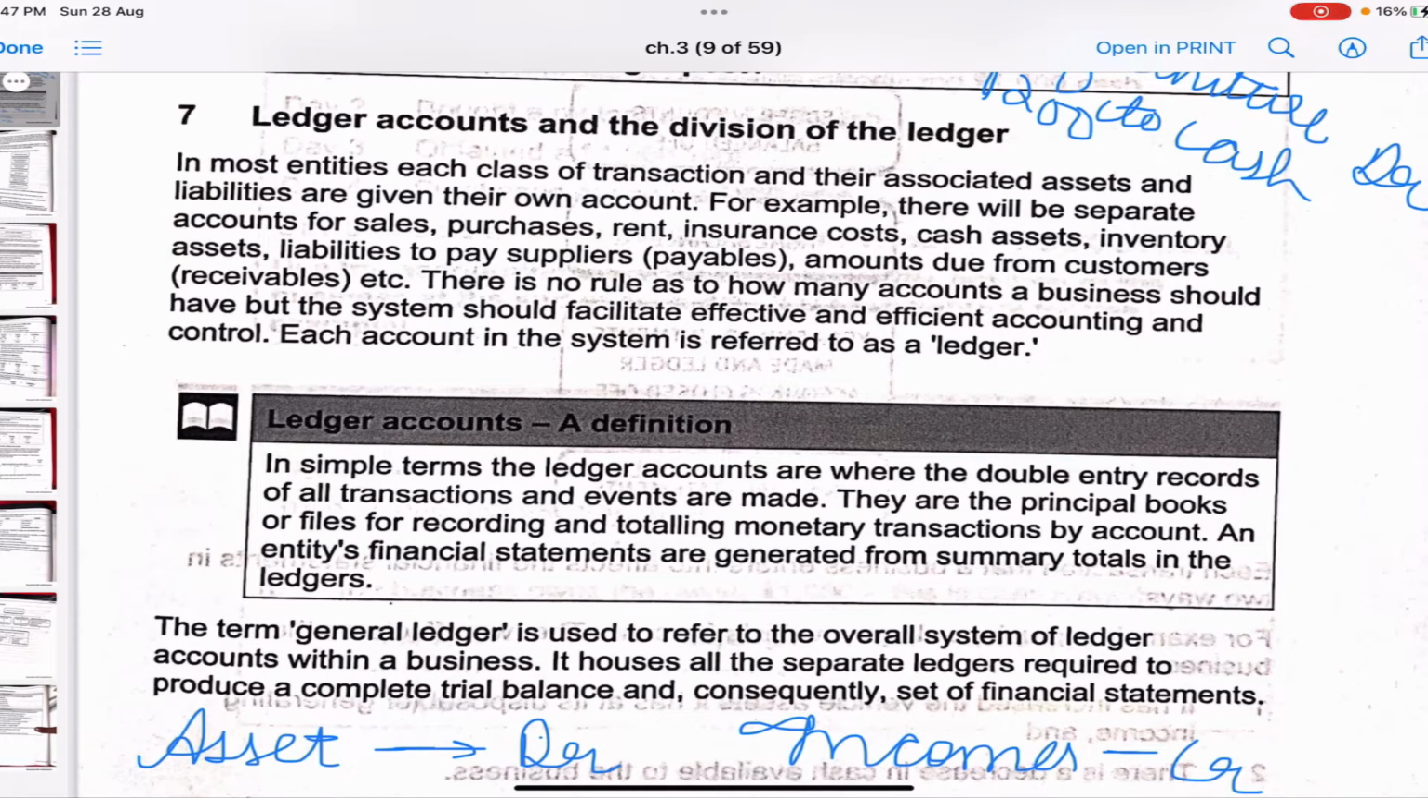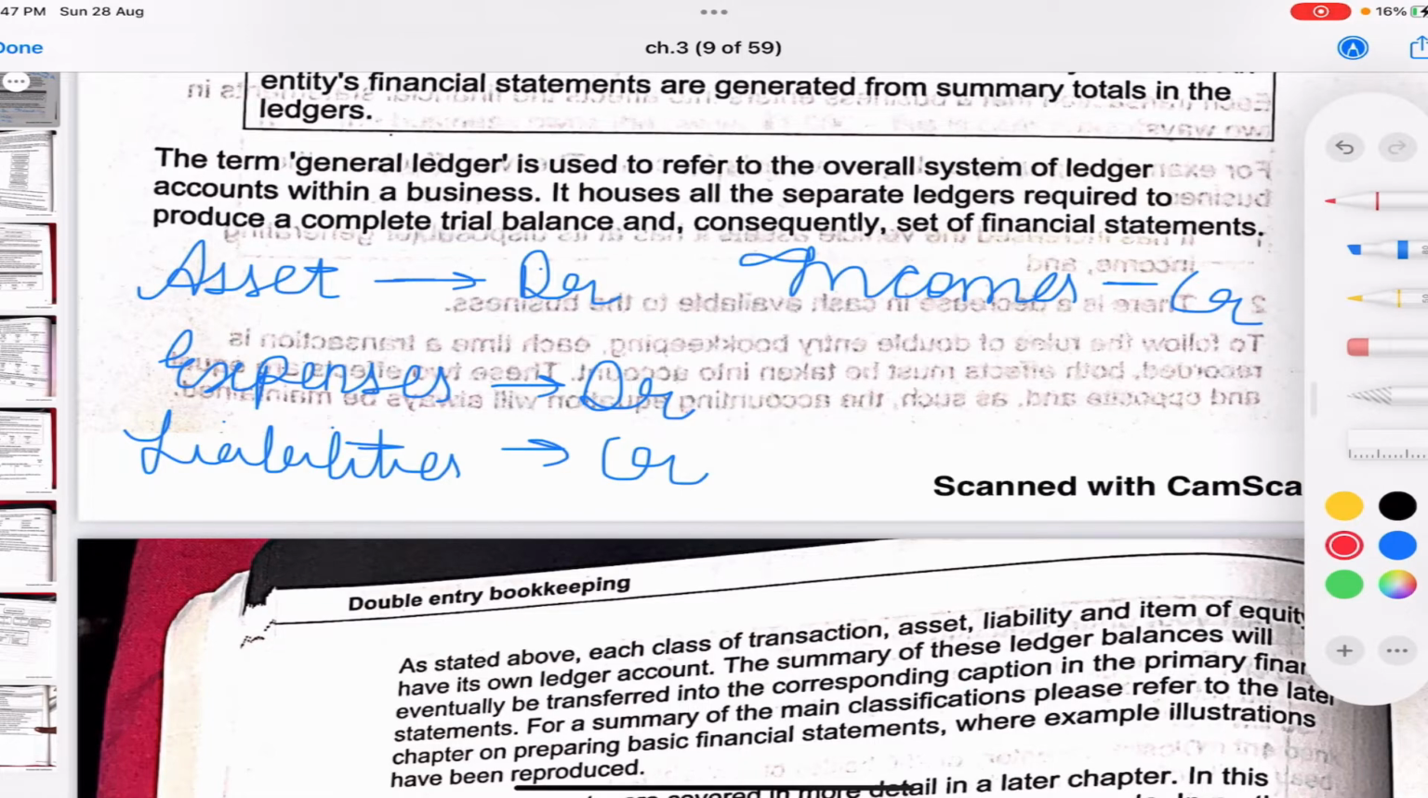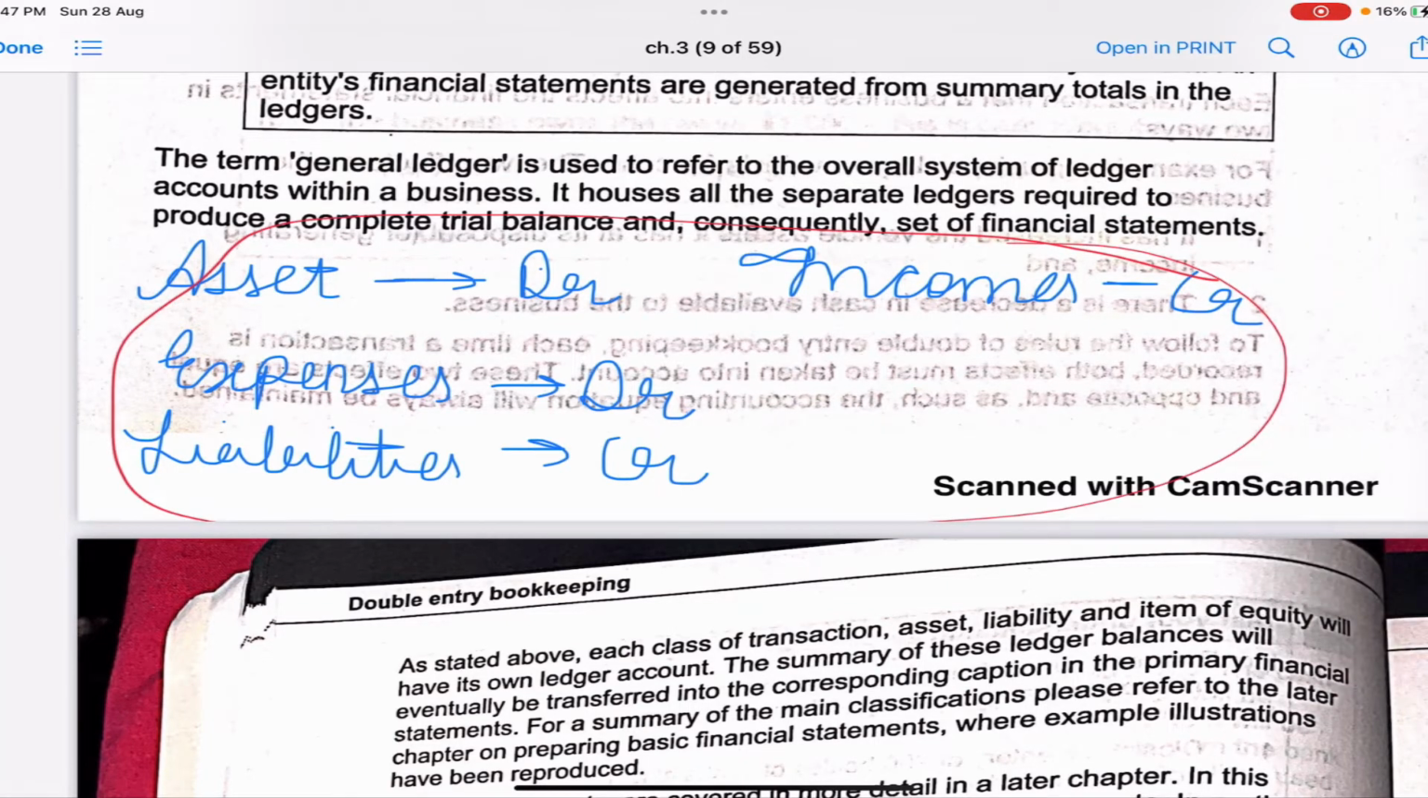An entity's financial statements are generated from summary totals in the ledgers. The term general ledger is used to refer to the overall system of ledgers and accounts within a business. It houses all the separate ledgers required to produce a complete trial balance. The trial balance also comes after making the ledger, and we will come to that in detail. Here I have just written the balances once again, because I want you to remember which items have a credit balance and which have a debit balance.